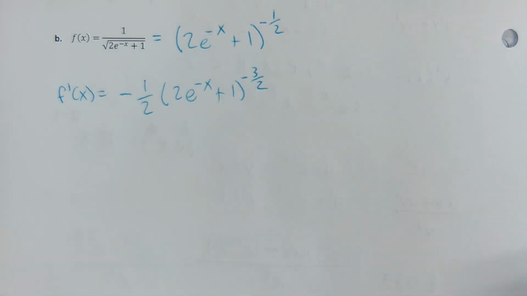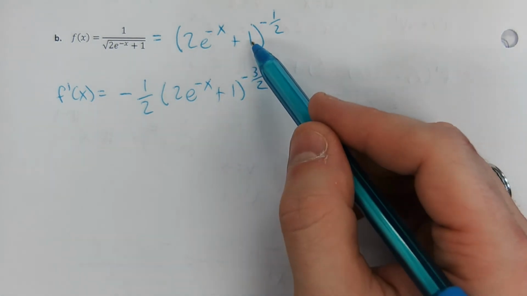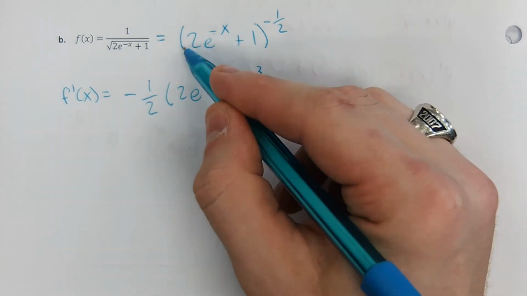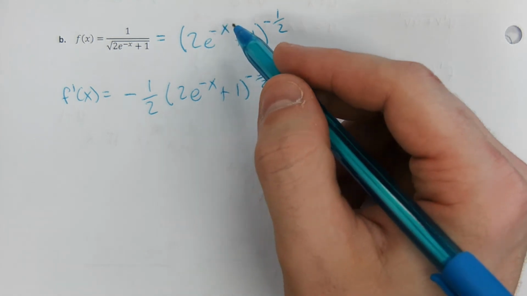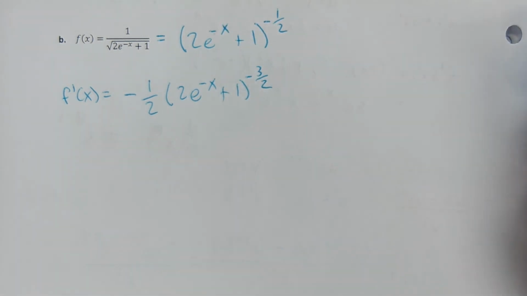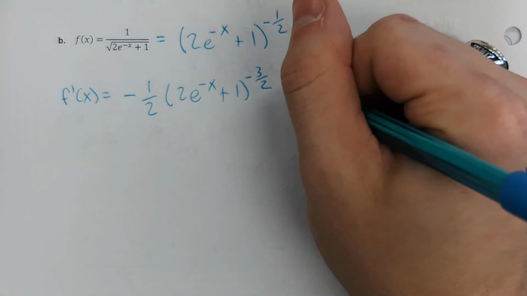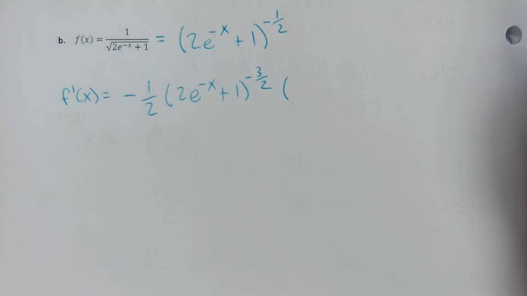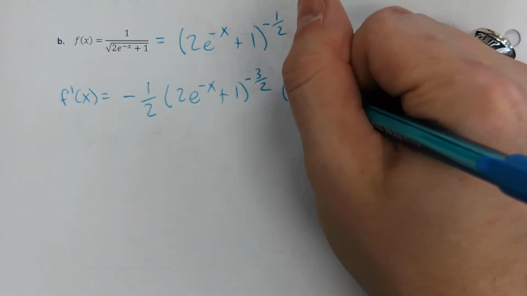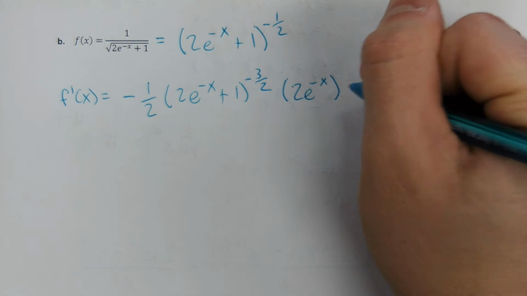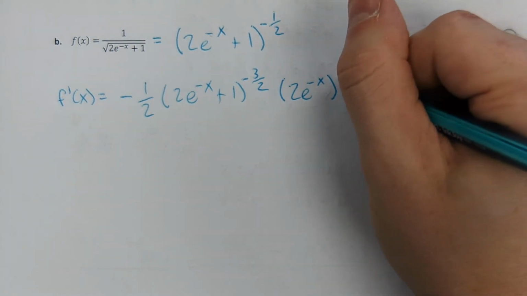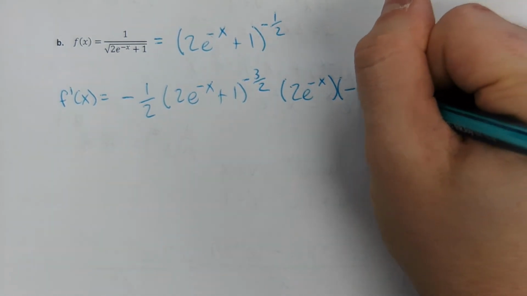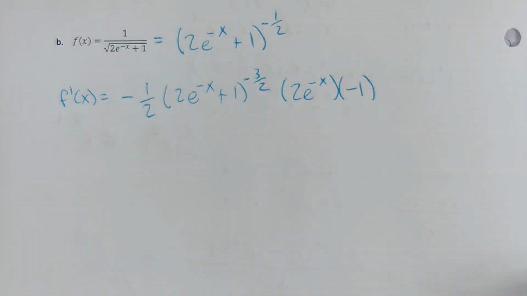Now we have to multiply by the derivative of the inside. And the derivative of a constant is just 0. So really what we're talking about here is the derivative of 2e to the negative x. This is a double chain rule, guys. So what is the derivative of 2e to the negative x? Well, first thing you do is you write the exponential the way it was given to you, and then you multiply by the derivative of its exponent. So this is a double chain rule. Chain rule inside a chain rule.